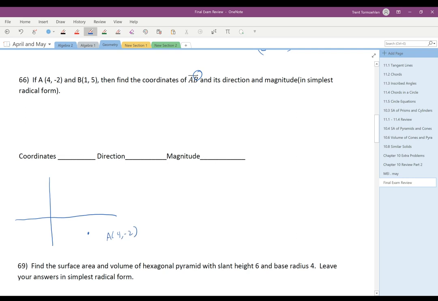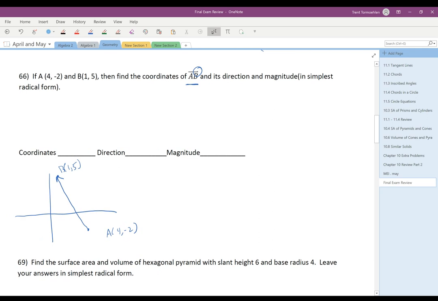And then B is 1 over and 5 up. The vector goes from A to B. And so this is our vector that we're worried about. And remember, when we do coordinates, we're going to take the vector and move it over so that its initial point translates over to the origin. And so we're just going to shift it over.